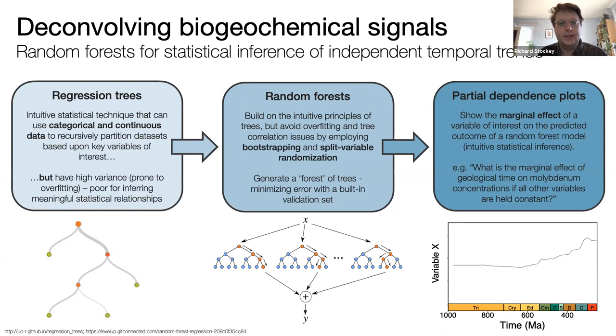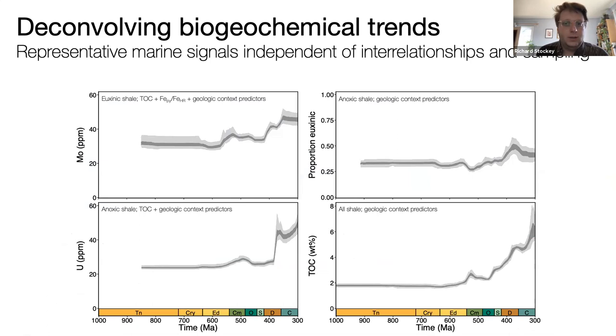The only difference is that instead of the line I show here, they use envelopes to illustrate the effects of age uncertainty and samples with partial context data. So here are those plots that are sort of deconvolved by geochemical signals, where each proxy is given a different statistical treatment based upon what we know about its biogeochemical behavior to generate representative marine signals independent of proxy interrelationships and sampling. These records are intended to capture trends at long time scales, so we therefore shouldn't necessarily be expecting them to capture transient events like Neoproterozoic Cambrian cycle perturbations.